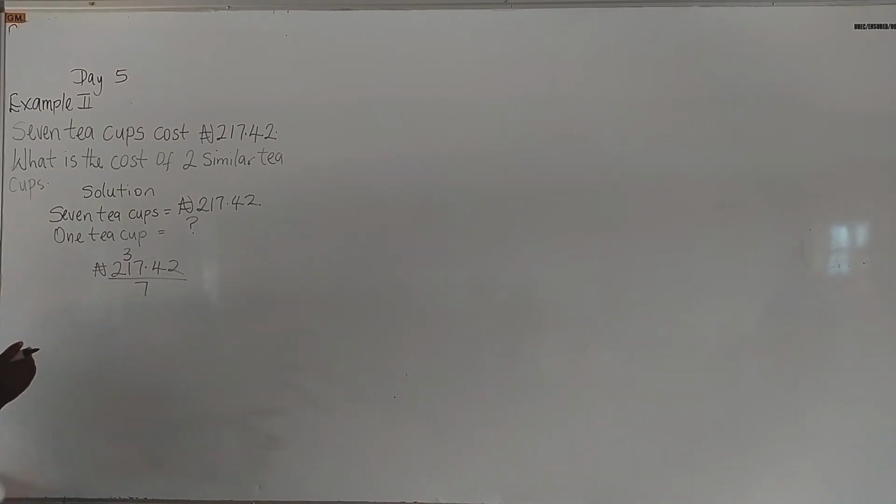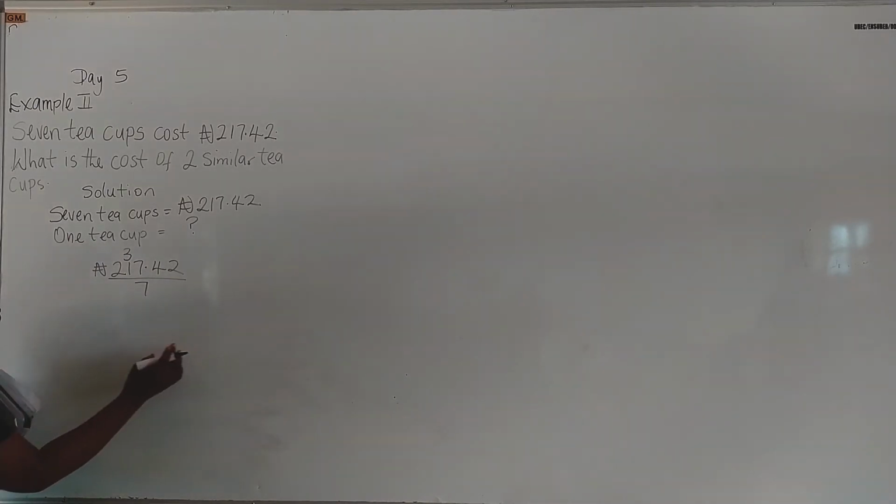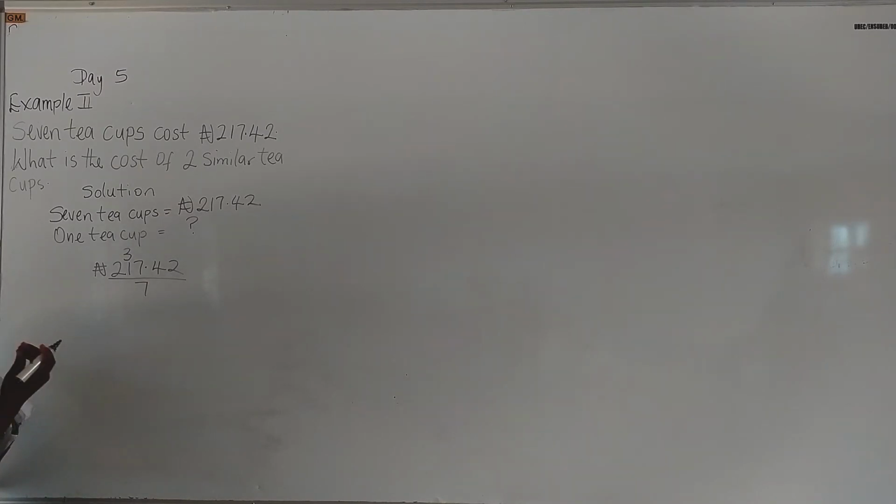7 people, you share 21 oranges for them, or you use the multiplication table. 7 times what will give you 21? 7 times 1, 7. 7 times 2, 14. 7 times 3 is 21. So 7 divided into 21 is 3. Okay? 7 divided by 7 is 1.